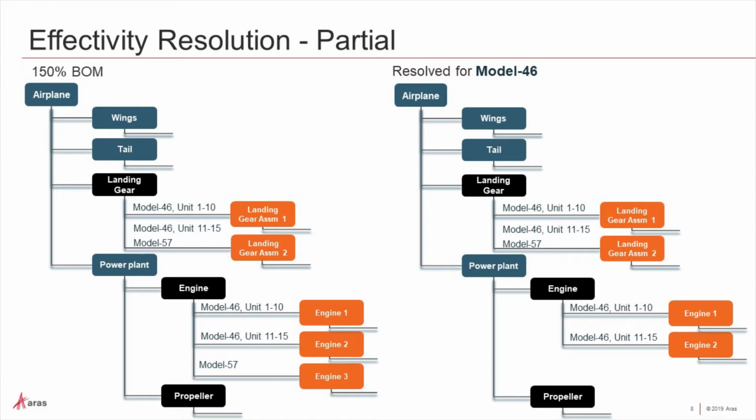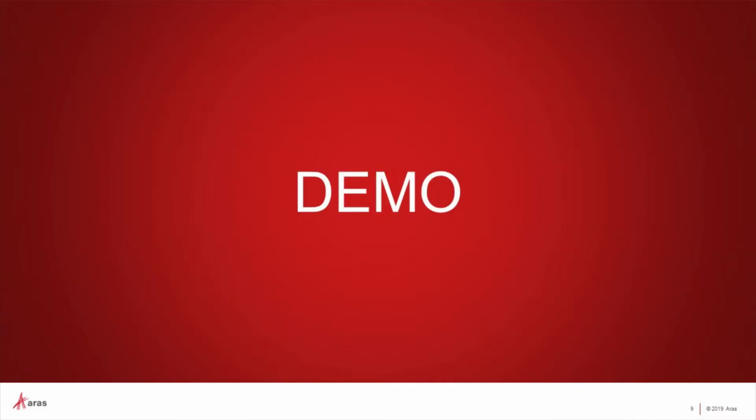Of the 2 landing gear assemblies, we get both of them because they are both applicable to product model 46. Out of the 3 engines, we receive 2 of them as resolved for this criteria, because engine 1 and 2 are valid for model 46 and engine 3 is excluded from this resolved structure because it is not applicable for model 46. All right, so I'm going to switch to the demo now.